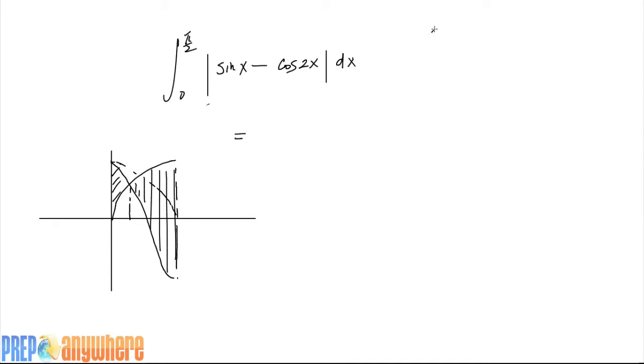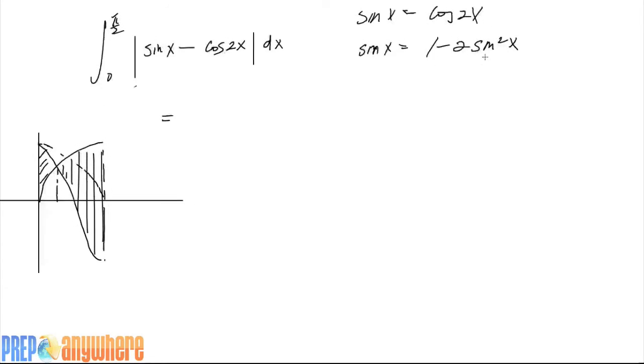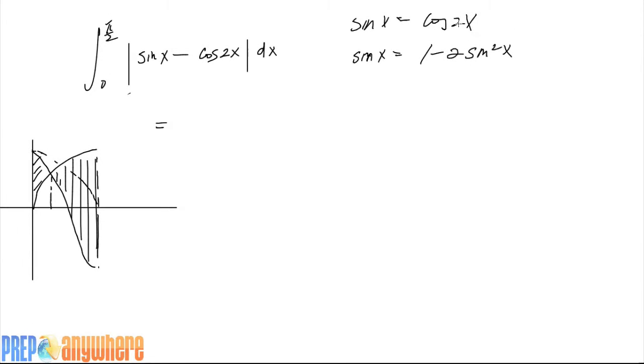To do that, you just have to make the sine of x equal to cosine of 2x. So you have to know your double angles here. Cosine of 2x is 1 minus 2 sine squared x. This is from the double angle formula of cosine of 2x. If you don't remember, look up double angles for trig. Let me bring this to the left side. You get 2 sine squared x plus sine of x minus 1 is equal to 0.